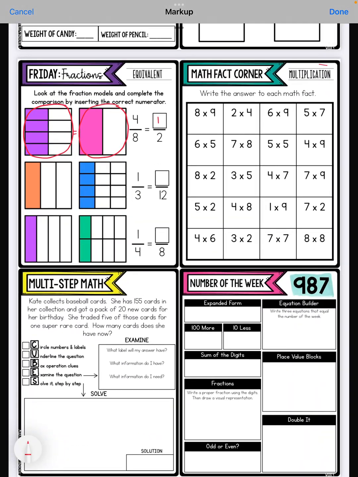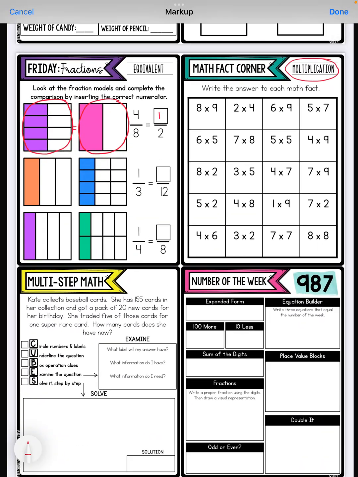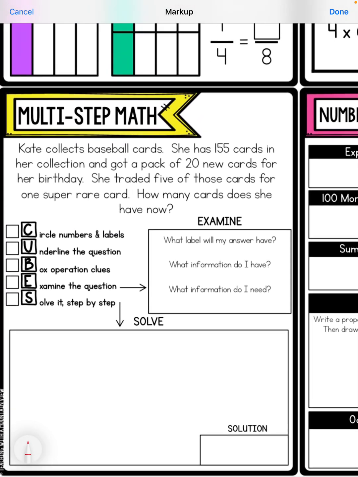Math Fact Corner this week is all multiplication. Multi-Step Math. Kate collects baseball cards. She has 155 cards in her collection and got a pack of 20 new cards for her birthday. She traded 5 of those cards for 1 super rare card. How many cards does she have now?